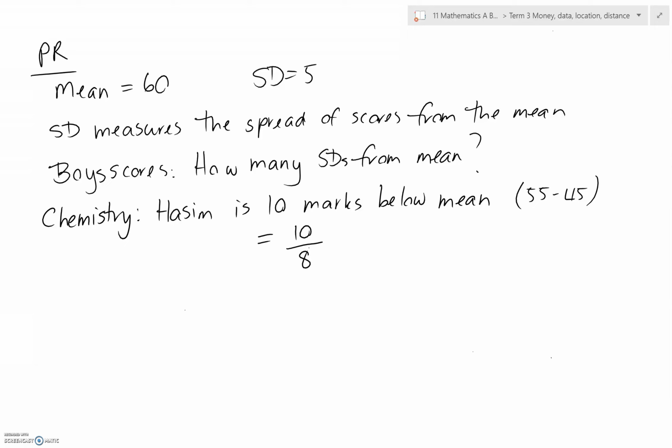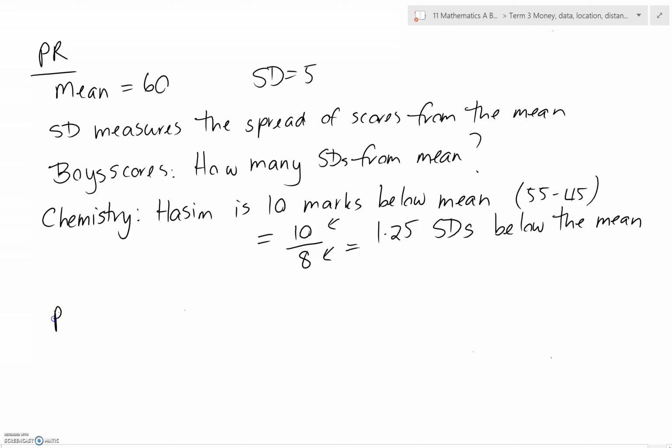And we can just turn it into a fraction to do that. So part, whole, just like we've done before, we divide 10 by 8. How many times can we take 8 out of 10? 1.25 times. So that means his mark is 1.25 standard deviations below the mean, below the average score. Now, let's do the same thing with Physical Recreation.